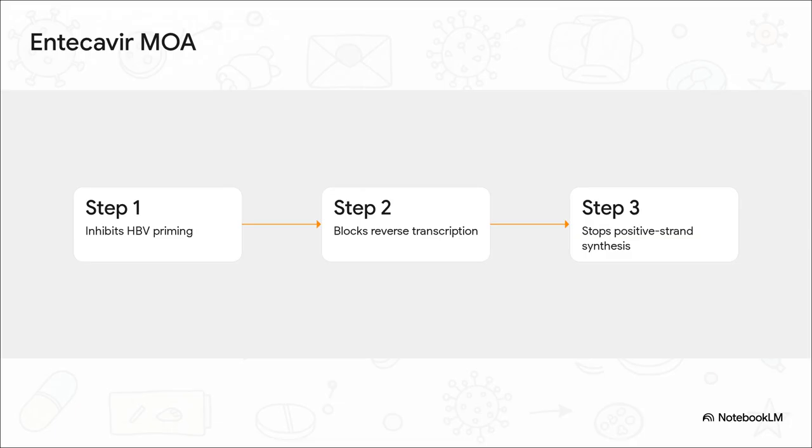Enter the high-barrier drugs, starting with entecavir. It has such a high barrier to resistance because it literally forces the virus to overcome a triple blockade. It inhibits HBV priming, it blocks reverse transcription, and it stops positive strand synthesis. Just note, for maximum absorption, the patient has to take it on an empty stomach, and if they have prior lamivudine resistance, you actually need to double the entecavir dose from 0.5 to 1 milligram a day.